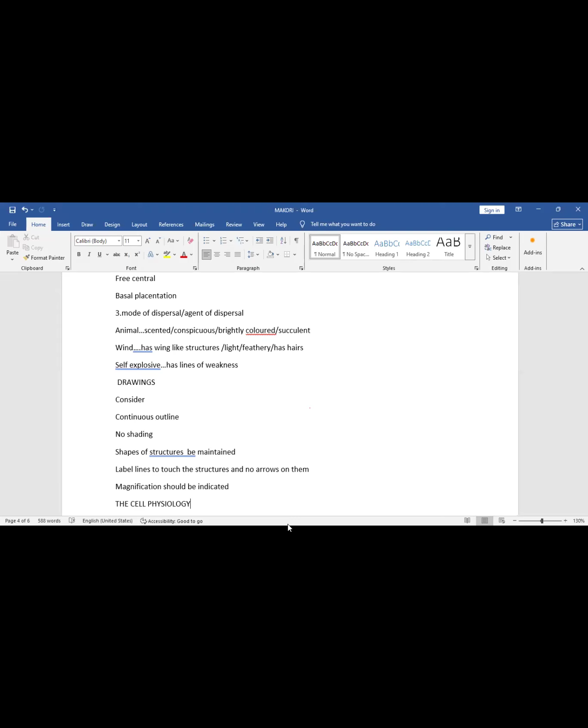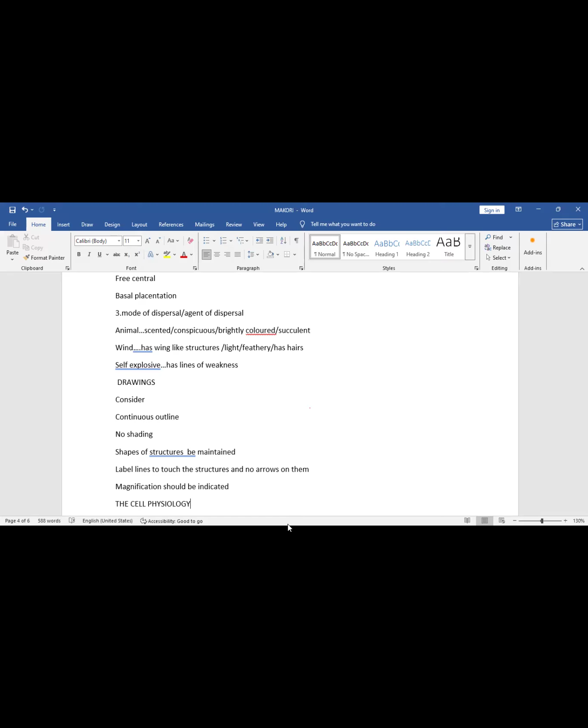If it will be that way, then it will be shading. The shapes of the structures should be maintained. Like now, if you are drawing a seed and it was round, you should maintain that shape. Or if it is oval, maintain that shape.